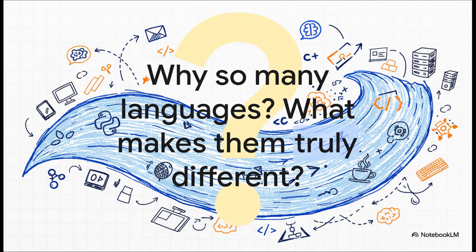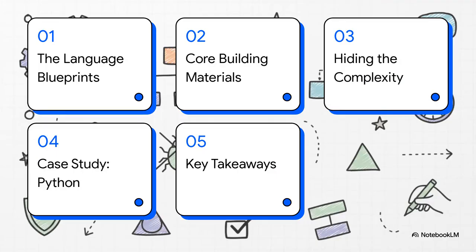So if you're a computer science student, you are swimming in an absolute sea of languages, right? C++, Java, Python, the list goes on. But have you ever really stopped and asked why? Why are there so many, and what really makes them different under the hood? It's not just about semicolons. There are fundamental architectural decisions that make Python feel totally different from C++, and that's exactly what we're going to deconstruct today.